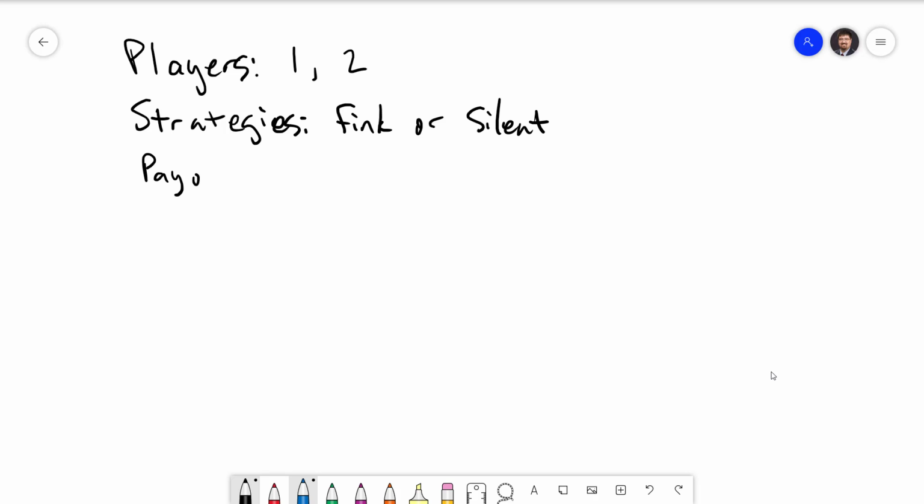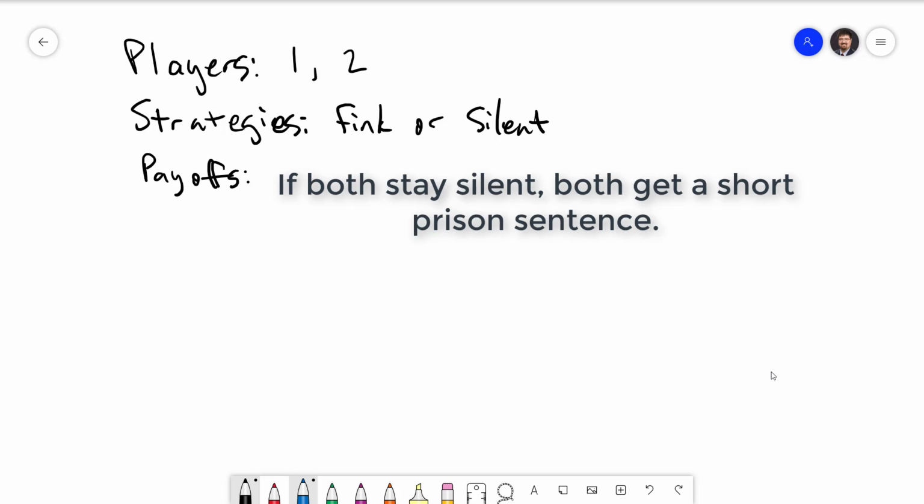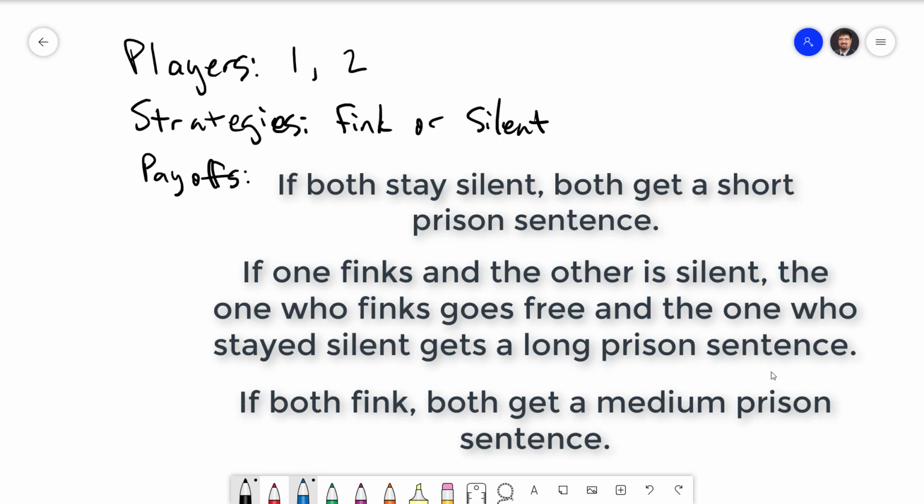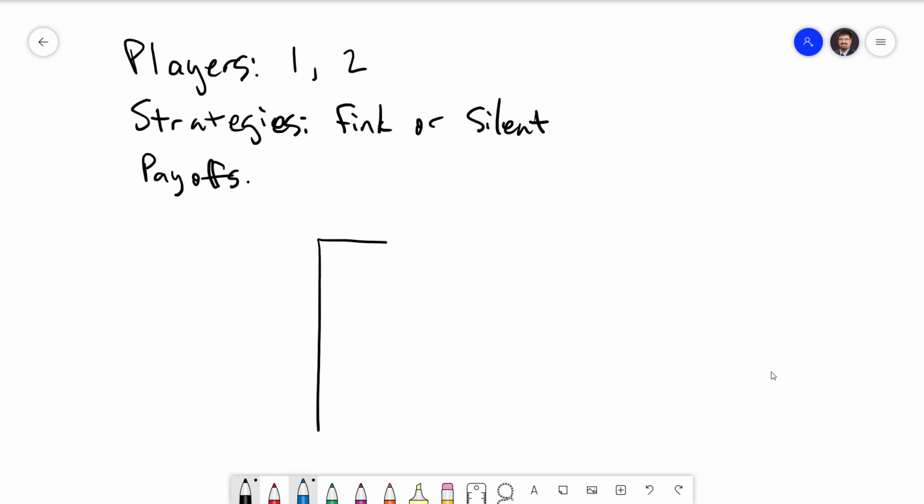As for the payoffs, if both stay silent, there is not enough evidence and they receive only a short sentence for some minor crime that they have committed. If only one thinks, then he is released and the other serves a long sentence. And finally, if both think, they are both held for a medium sentence. To illustrate the payoffs, we are going to use what we call the normal form game matrix. The game matrix summarizes all the information we have about the game, and it's there that we will specify the specific payoffs. I'm going to draw a 2x2 grid.